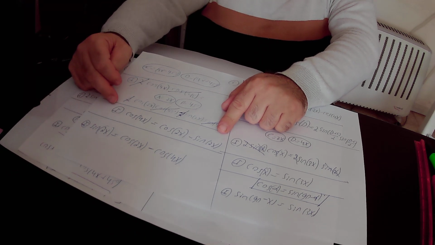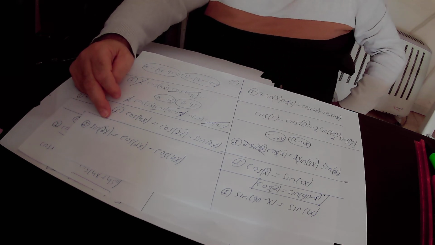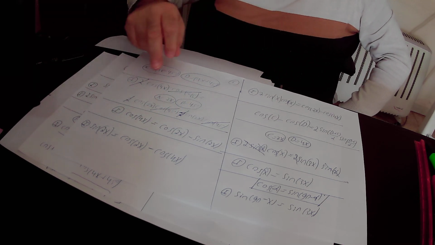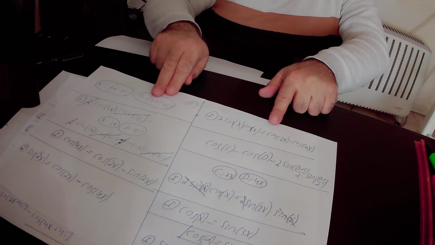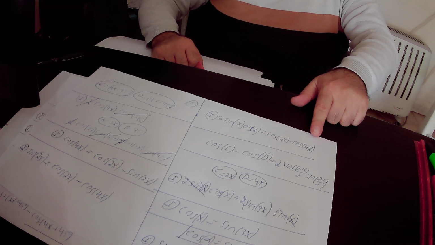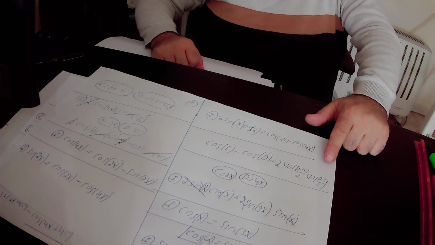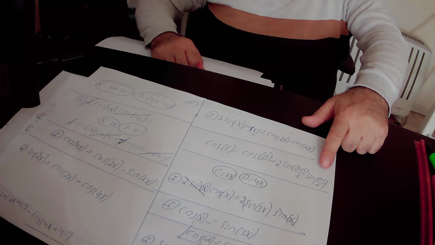Then we added sine 2x to this equation, and we also subtracted cosine 4x, and in conclusion we got that sine 2x equals cosine 2x minus cosine 4x. We know that sine 2x equals 2 sine x cosine x, and it equals cosine 2x minus cosine 4x. And we have the trigonometric identity that cosine C minus cosine D equals 2 sine of (D plus C) over 2 times sine of (D minus C) over 2.